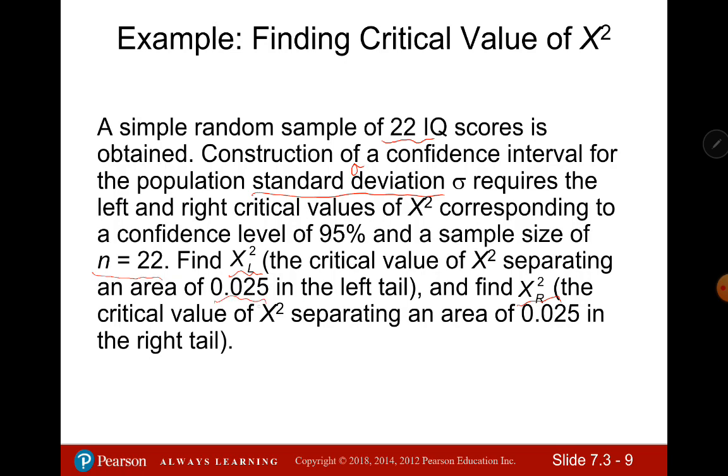Why is this one 0.025? Remember, this one is still the half alpha value, because the confidence level here is 95%, which means the alpha value is 1 minus 95%. It's 5%. If alpha is 5%, then half alpha is 0.025. That's why we got 0.025 here. Similarly, the other critical value, the right tail critical value, separates the area of 0.025 in the right tail.